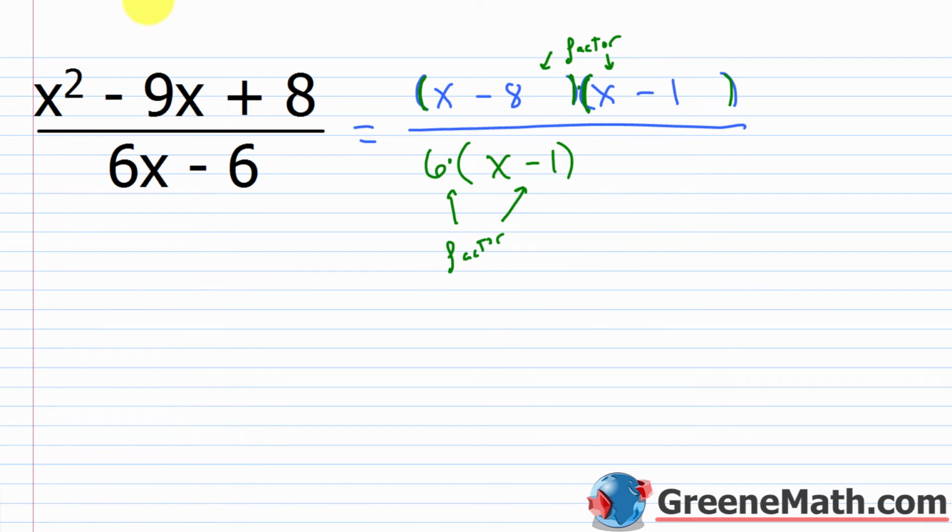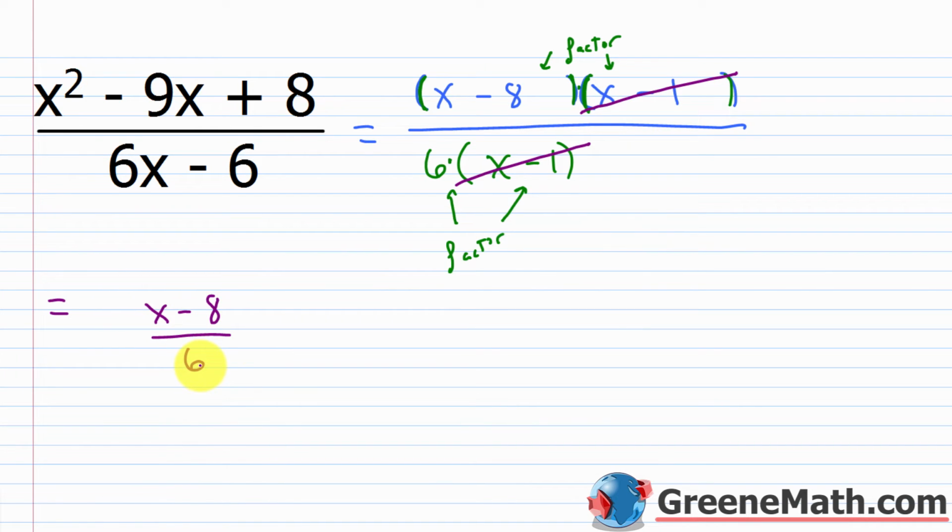So do I have a common factor between the numerator and denominator? Yeah, I have the quantity x minus 1. This can be canceled with this. They're common factors. So what I'm left with is x minus 8 over 6.